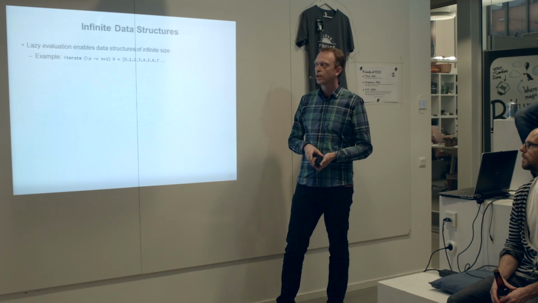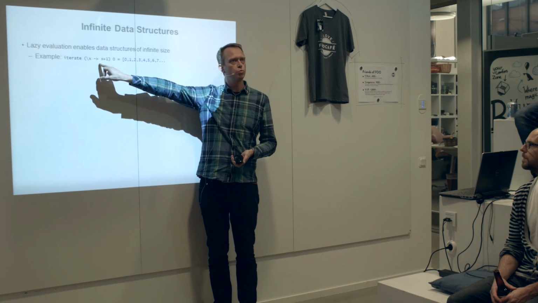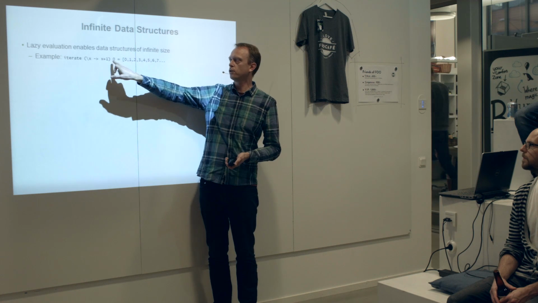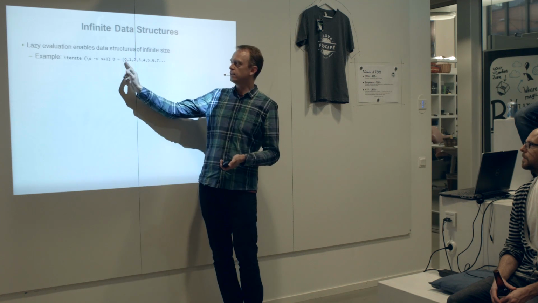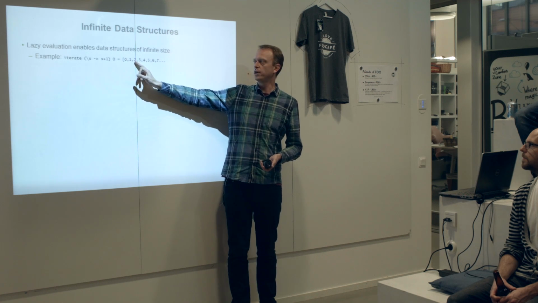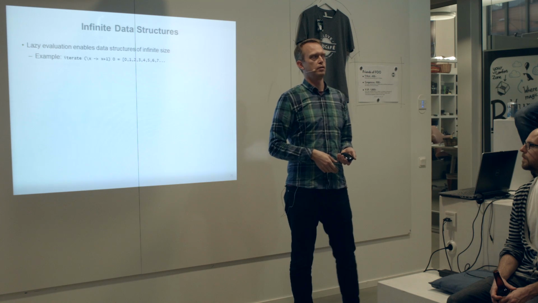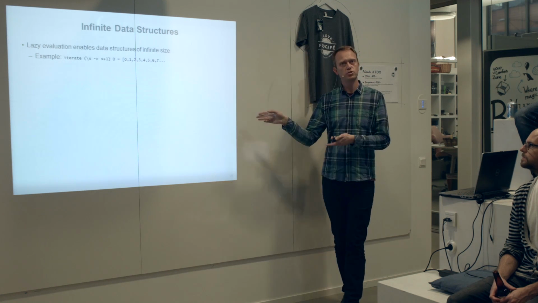So when I do iterate, I give it a function. Here I give a function that adds 1 to the value. And I start off with 0. Then I get a list like this. 0 is the first one. Then I apply the function once. I apply it twice, 3 times, 4 times, and so on indefinitely. And this will never stop.